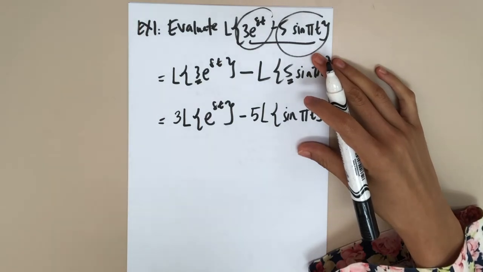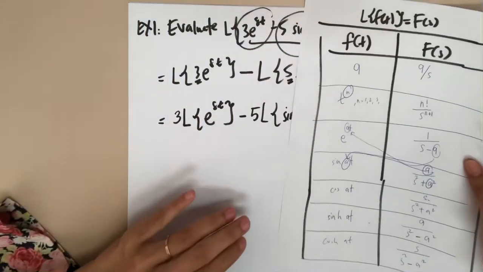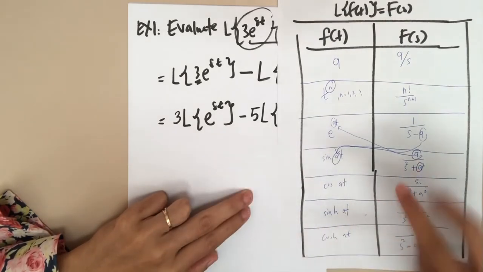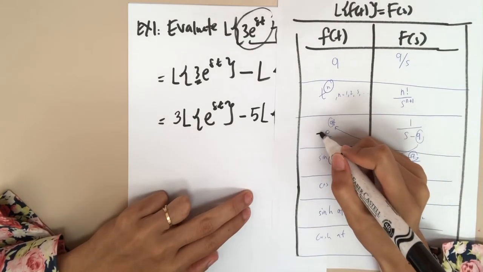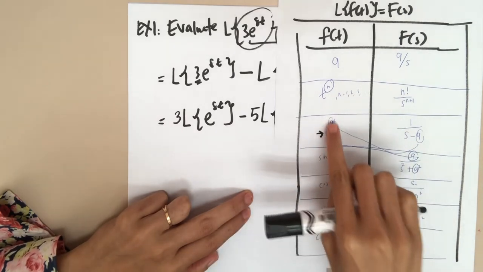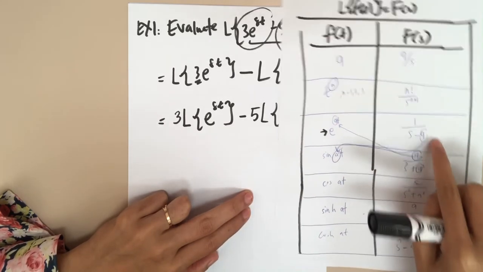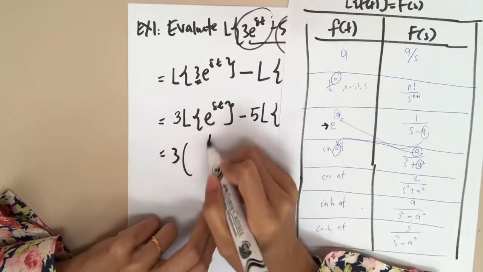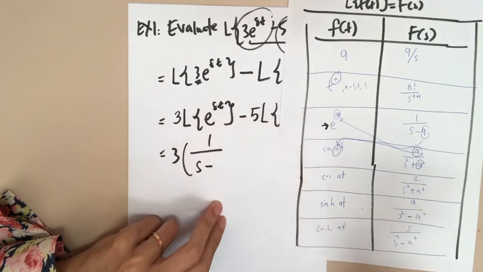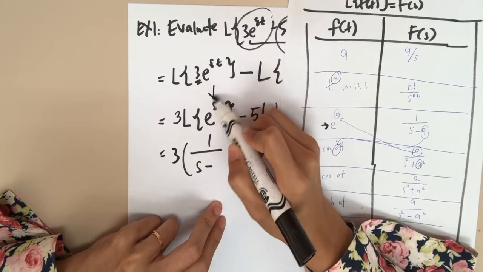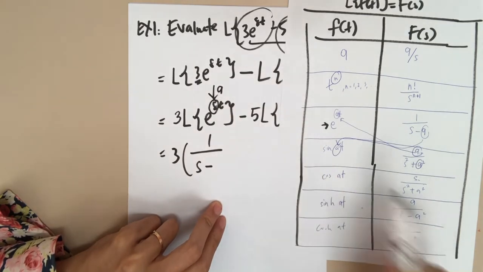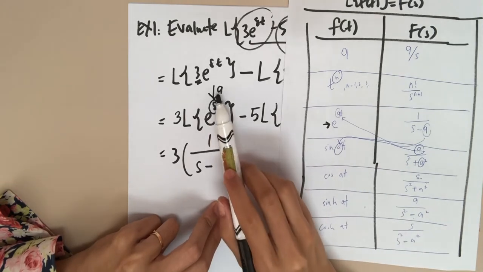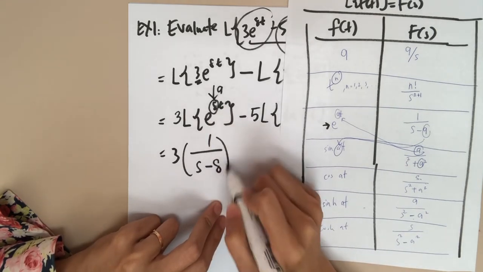Now it's time for you to refer to your table. For the first one, it is an exponential here, right? So it says that L of e^(at) is equal to 1 over s minus a. So you just substitute. What is your a here? This is your a, e^(at), so the 8 here represents your a. So your a here is 8.